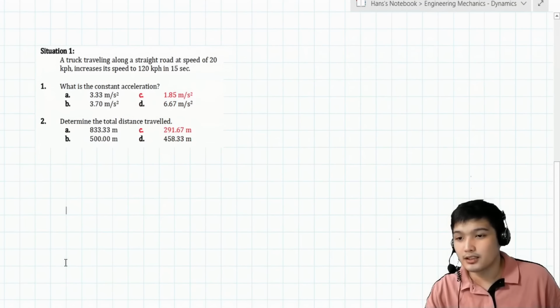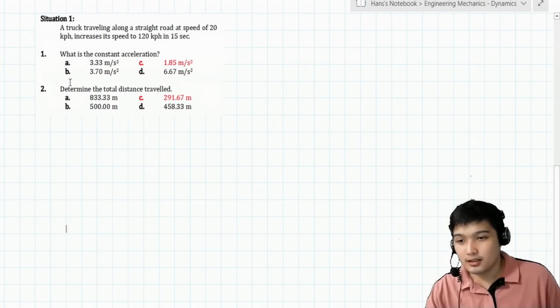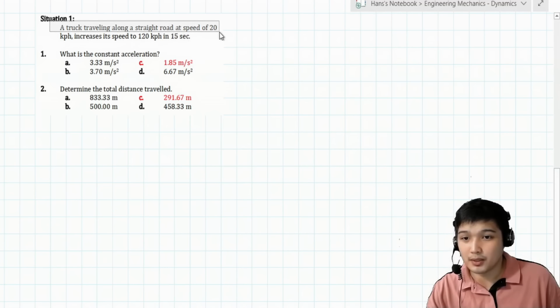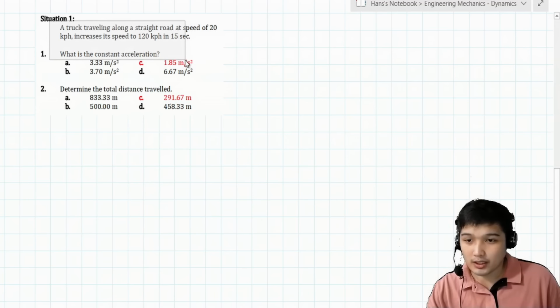Okay, so start tayo sa situation 1, guys. So, ang sabi dito is what? A truck traveling along a straight road at a speed of 20 kph increases speed to 120 kph in 15 seconds. So what is the constant acceleration, and then determine the total distance traveled.